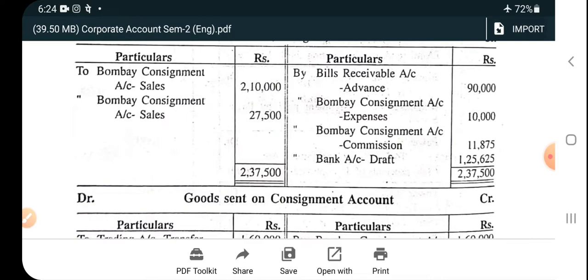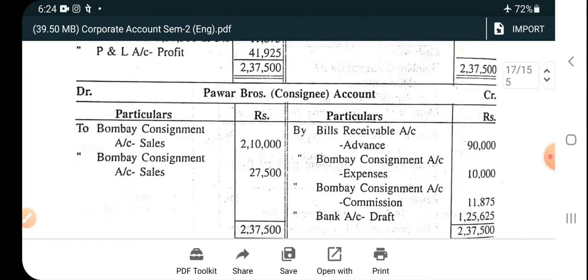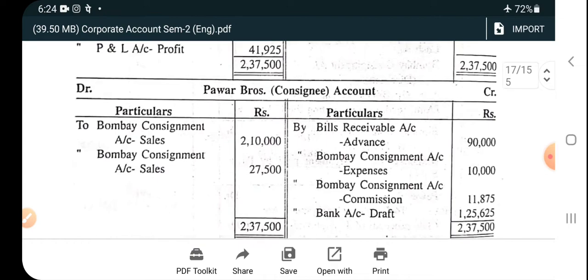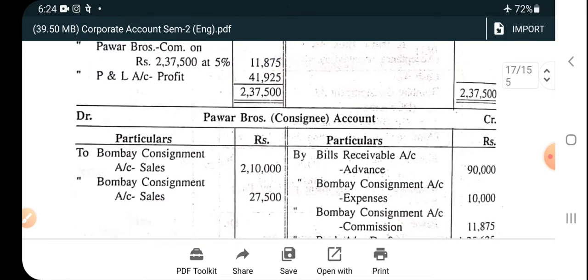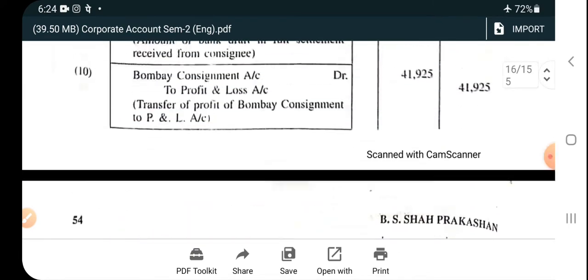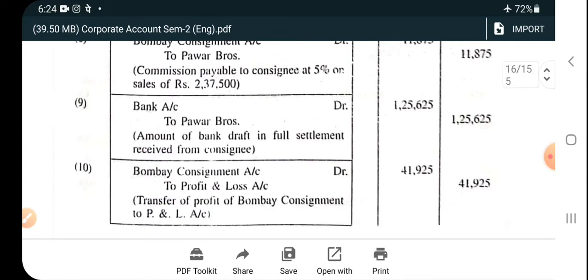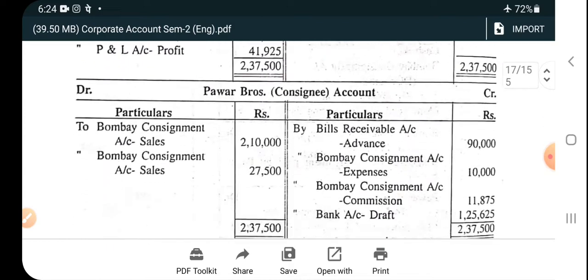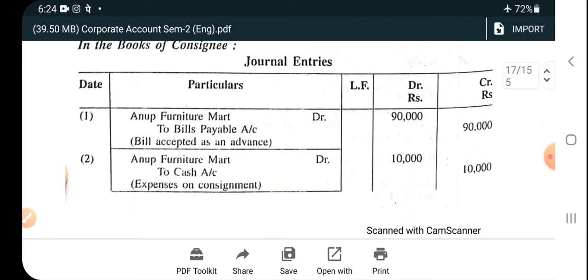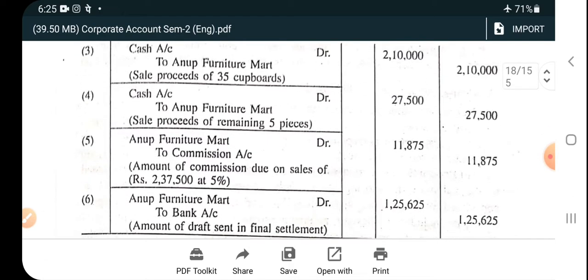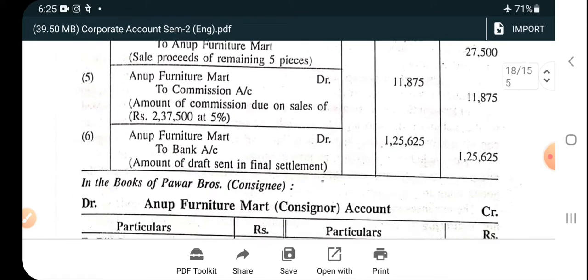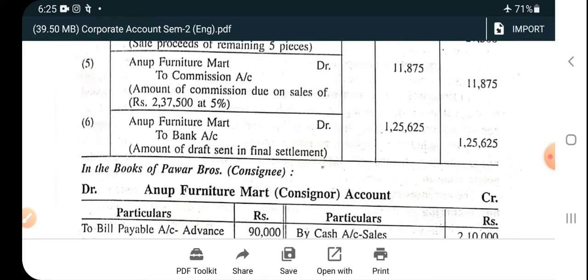The same result we will see in the book of consignor in the consignee's account. So the journal entry for it is cash and bank account debit to consignee's account. Okay, so this is the end of consignee's account. Now we will make the end of consignor's account. So the journal entry for closing the consignor's account is here.